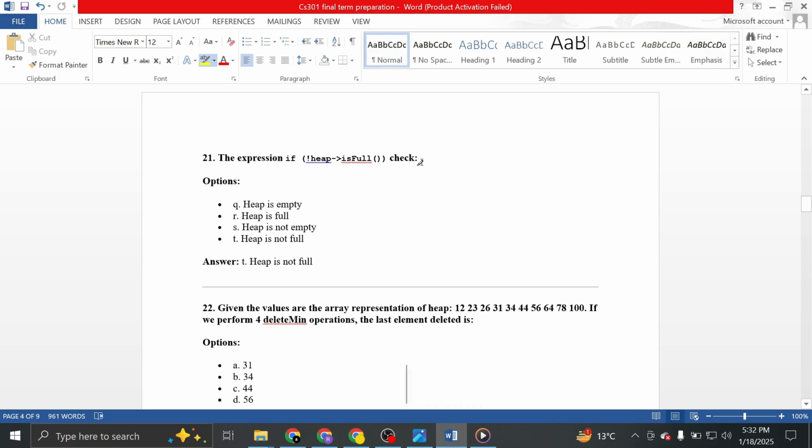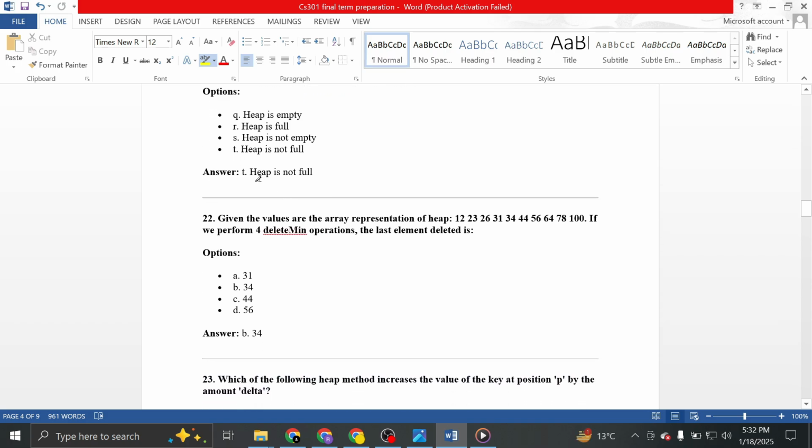Question 21. The expression to check if the heap is full. Options: Q. Heap is empty, R. Heap is full, S. Heap is not empty, T. Heap is not full. Answer: T. Heap is not full.